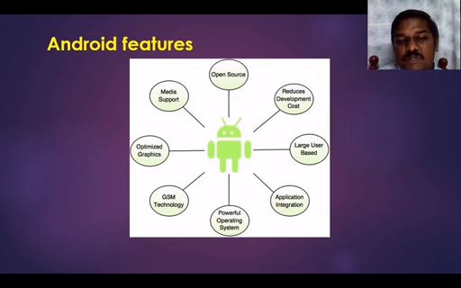Then the next feature is called optimized graphics and media support. Each and every Android device is capable of executing or playing various kinds of audio or video files, so that the user can play them or even work with media support. All those things can be performed very quickly and in an easy manner. So these are the basic features of Android devices. Let us move on to the next thing.